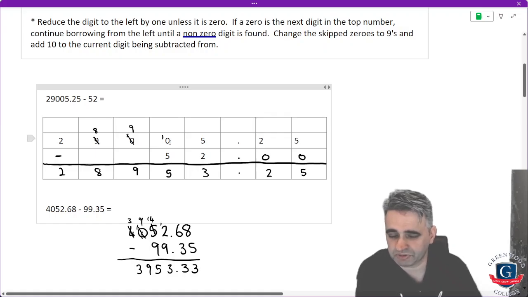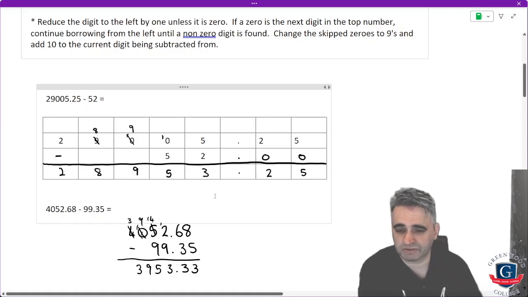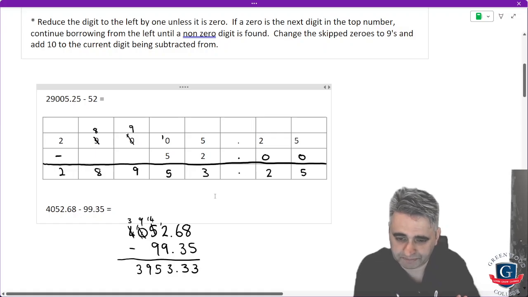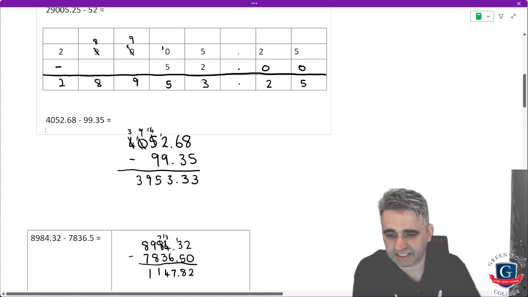We can't take 5 away from 0 because it would make a negative number. We've got no way of dealing with negative numbers with the algorithm. So we're going to borrow from here, but we've got nothing to borrow from here. It's a 0, so we go to the next column. Reduce this by 1, becomes 8. Cross that out, make that 9, and we've got 10 now to subtract from in the column that we're working with. 5 from 10 is 5, 9 from 9, we have 9 in this column, we have 8 in this column, we have 2 in this column. There's nothing to subtract. We get left with 28953.25, or 28,953.25.